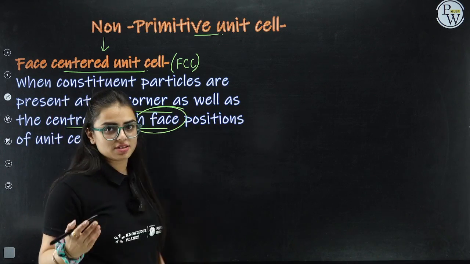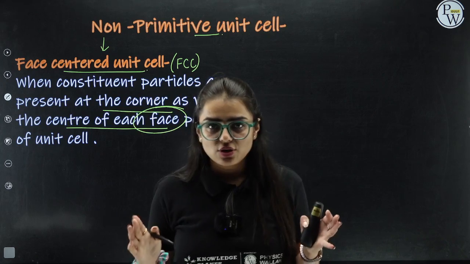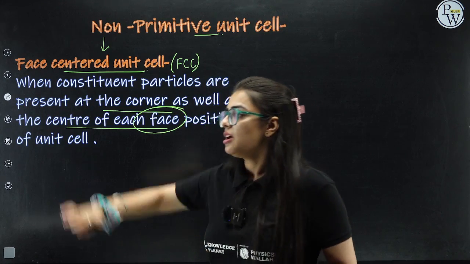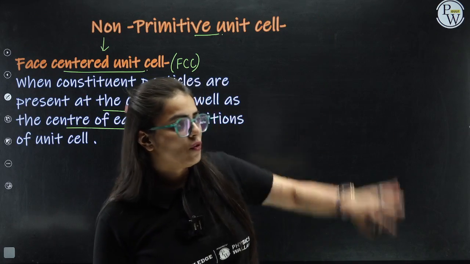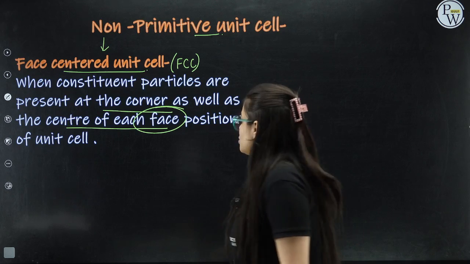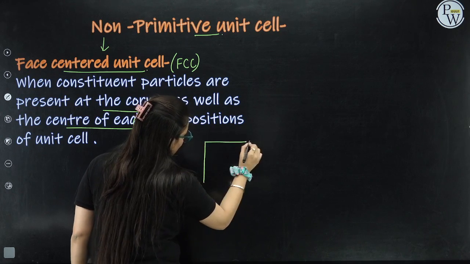Now, what is a face? See, for example, you are standing at the center of your room. The front wall is your first face, the back wall is your second face, the right wall is your third face, the left wall is your fourth face, the top wall is your fifth face, and the bottom is your sixth face.